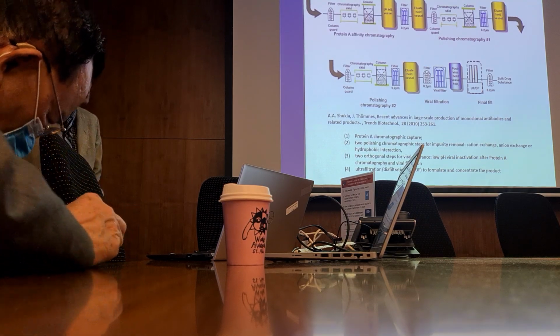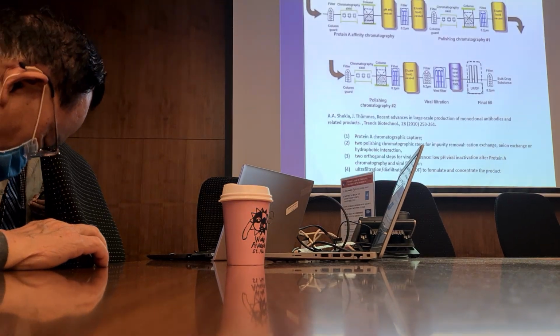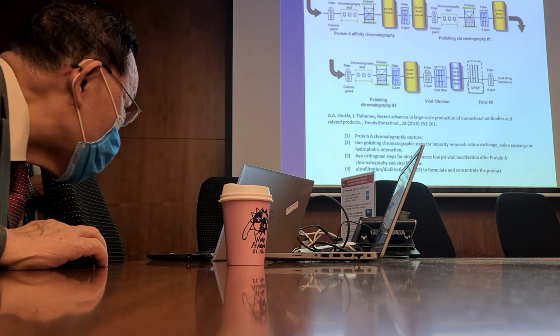Polishing steps typically are what are called flow-through chromatography in the biotech industry. It means that you're binding the contaminants. The product of interest just flows through the column. Okay, that's typically what that means.